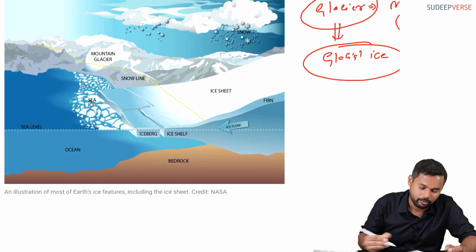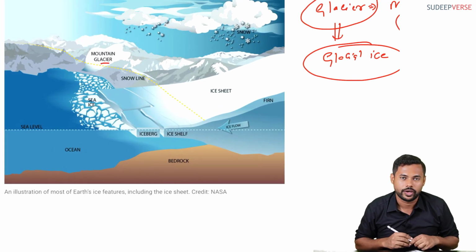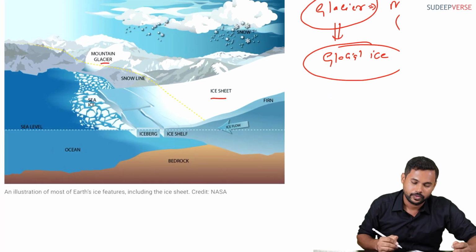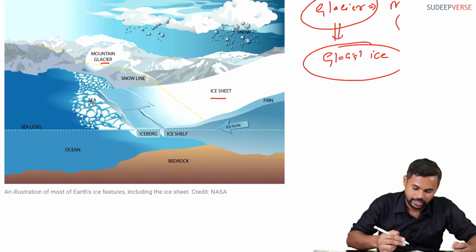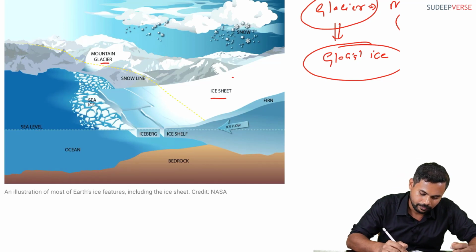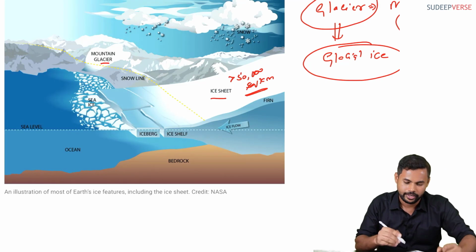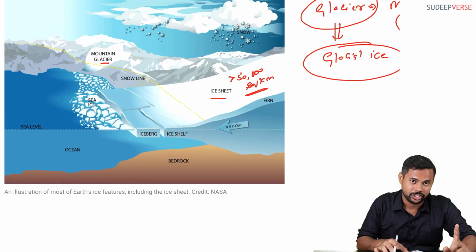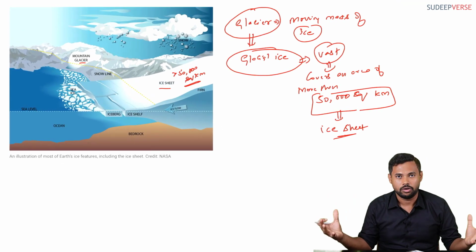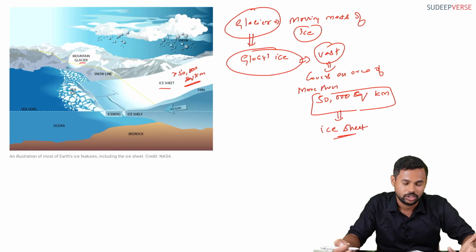Glaciers are moving masses of ice. Now look at the ice sheet. If a glacial ice extends for more than 50,000 square kilometers, then you call it an ice sheet. I hope you understood what a glacier is. A large-scale glacier is known as an ice sheet.